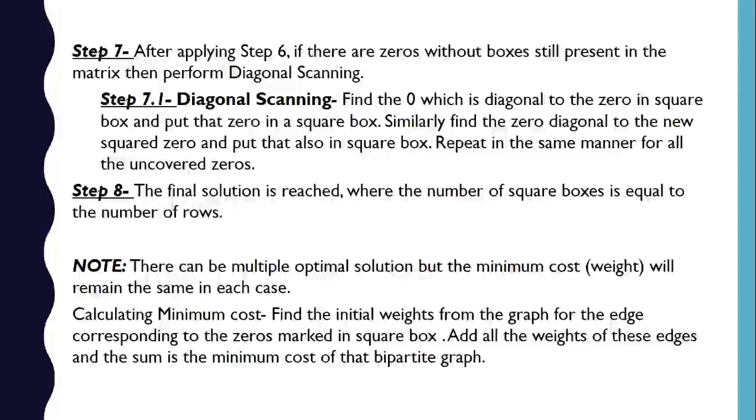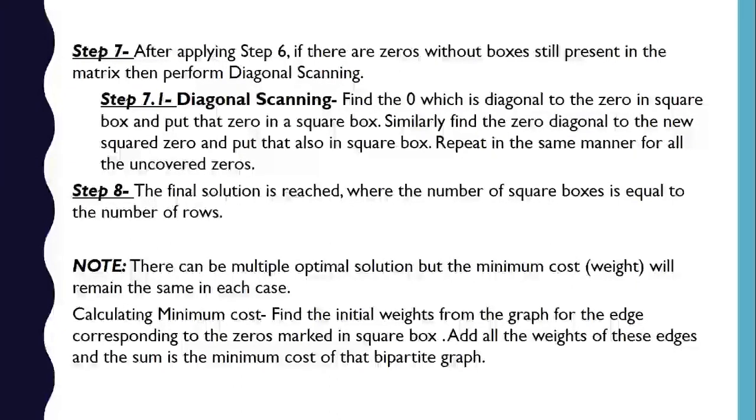After doing this with one consequent diagonal, we take that new zero which is marked into the square box and see if there are any other diagonals with a zero present in it and do the same procedure with that also. After doing all of this, it is certain that we have reached the final solution where the number of square boxes is equal to the number of rows in that matrix. This is how we know which edges will be considered when we have to find the optimal solution.